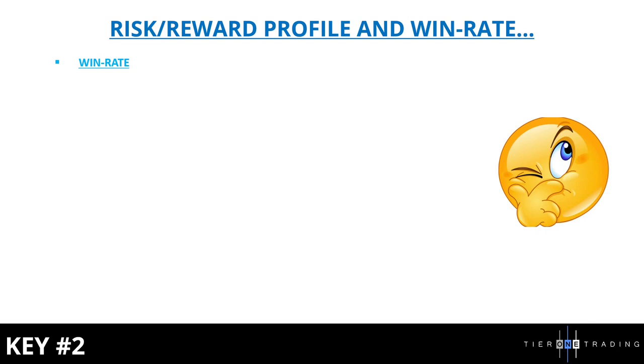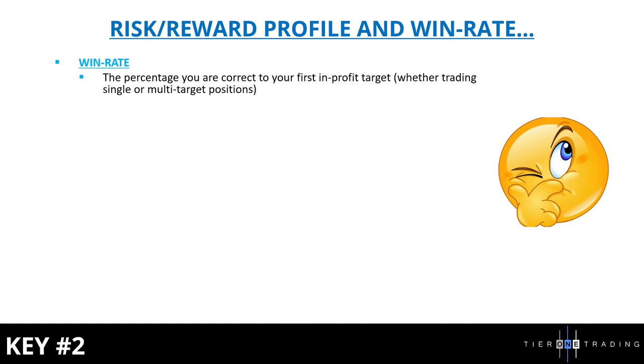Okay, so bear with me, those of you who are like, this is a bore. The percentage you are correct to your at least first in-profit target, whether you're trading single or multiple target positions. Usually the idea is that your first target, if you're trading multi, or even if it's just one target and one stop loss, like we discussed, a single target, and that's it. No matter what you do, in most cases, we're going to be calculating that first target, because after that, we're probably going to manage the trade if we're trading multiple positions or multi-target trades.